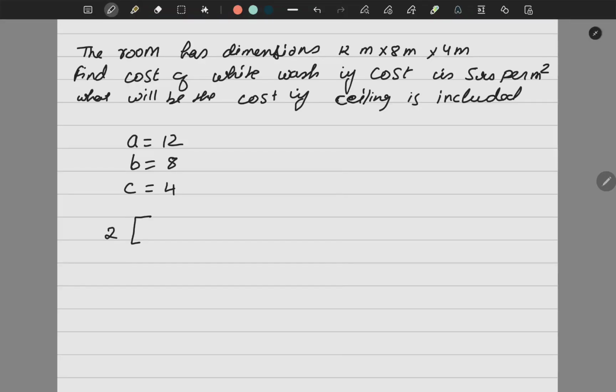Now before applying the formula, just think, I am doing the painting for a room. Right? So definitely on the floor I am not going to paint. I am not going to paint on the ceiling until and unless they ask. In this question they have asked for the ceiling as well, but separately they are asking me for the other thing also. Right? So let me understand it by making my diagram.